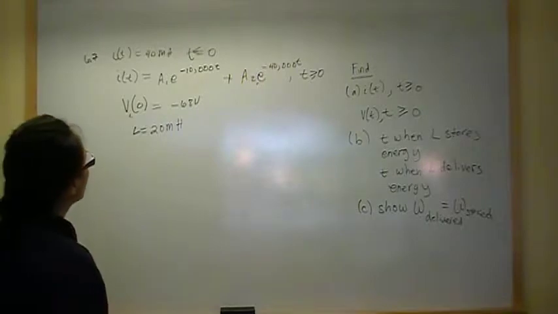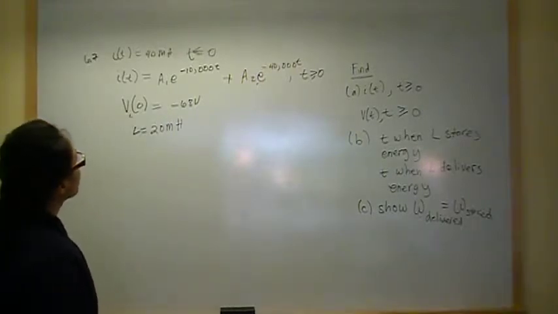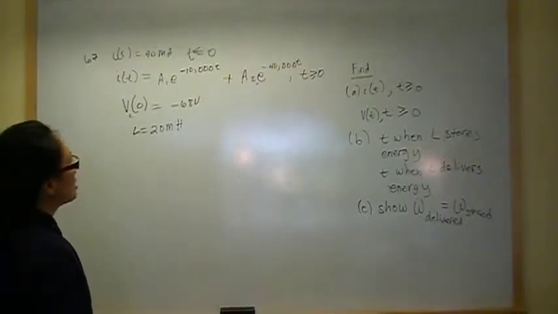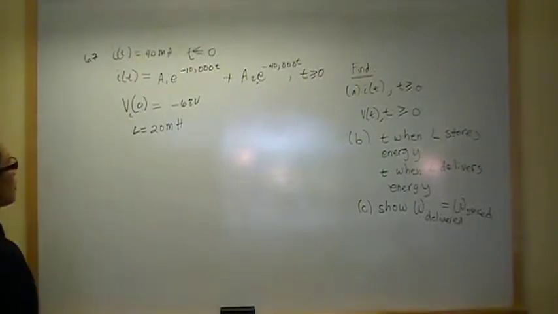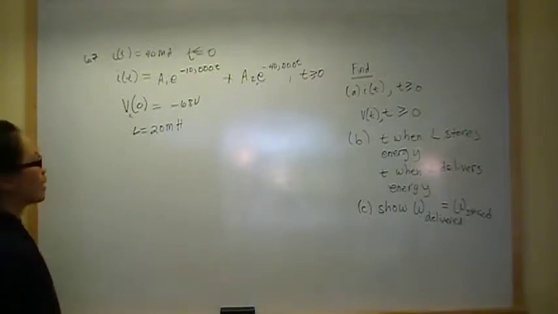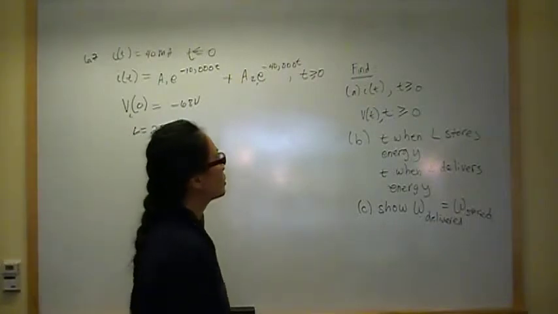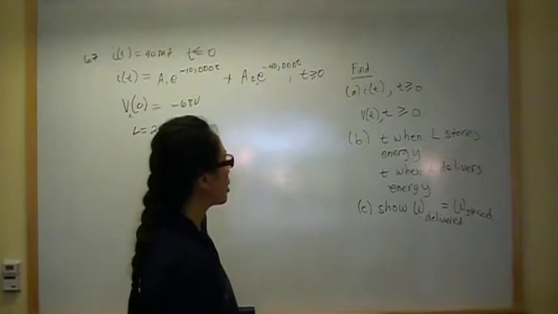So the information we have is at time 0, i(t) is 40 milliamps. At positive time, the current is i(t) equal to A1 e^(-10,000t) plus A2 e^(-40,000t). That's our positive time. Voltage across the inductor is -68 at time 0, and the inductor has an inductance of 20 millihenries. So for part A, we need to find the general equation for inductor current and the general equation for inductor voltage.